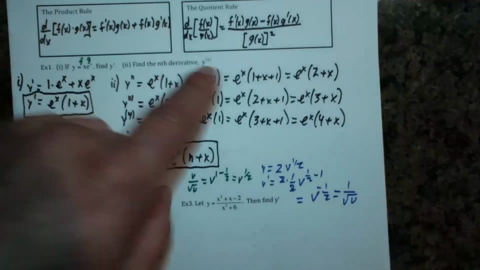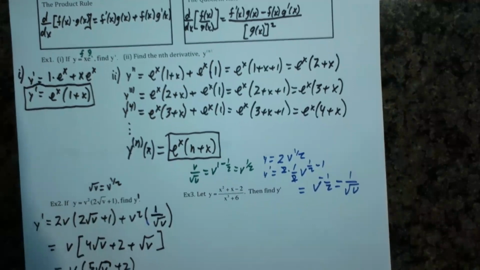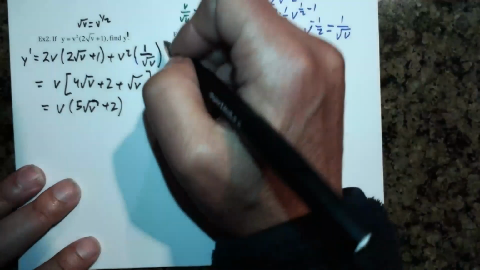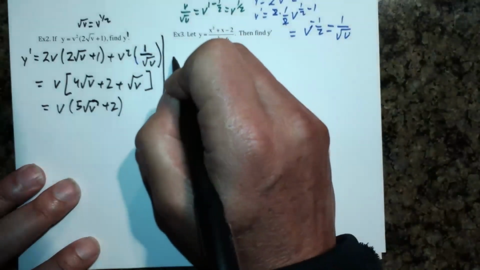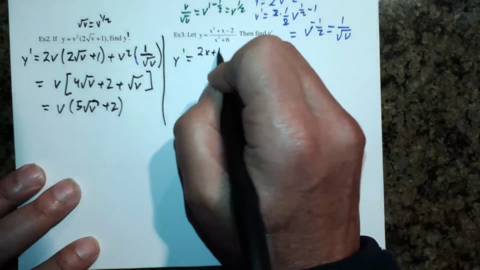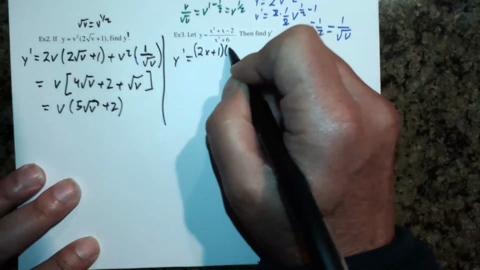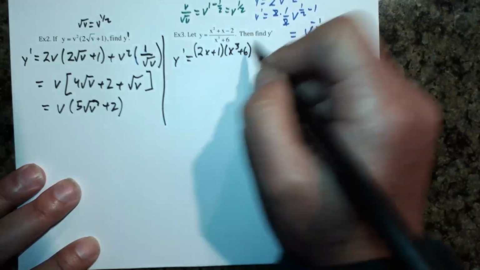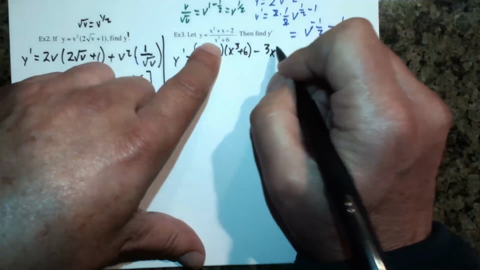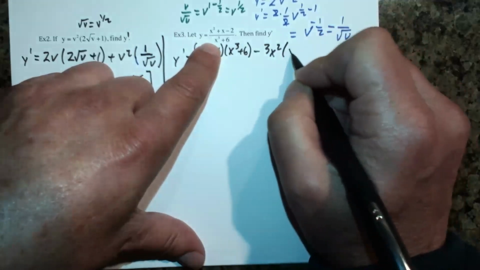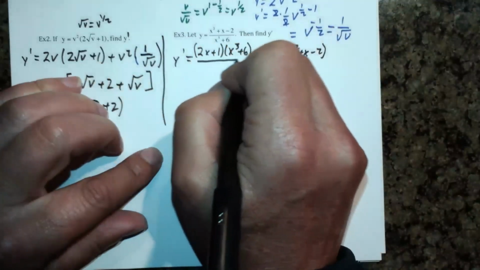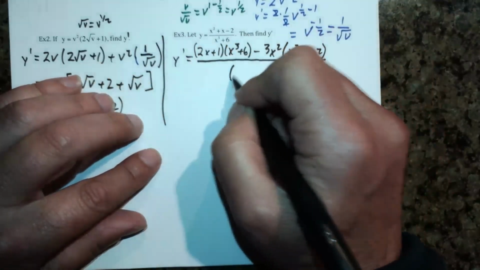So we're here. All right. So we're going to find y prime. That's going to be the derivative of the numerator times the denominator minus the derivative of the denominator, which is 3x squared, times the numerator, all over the denominator squared.